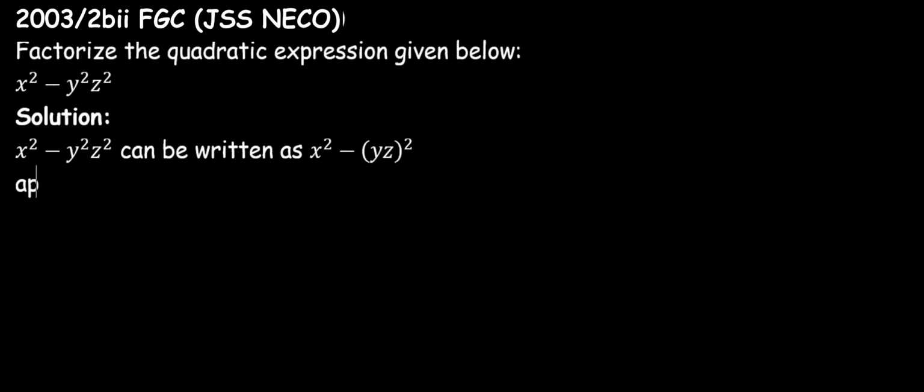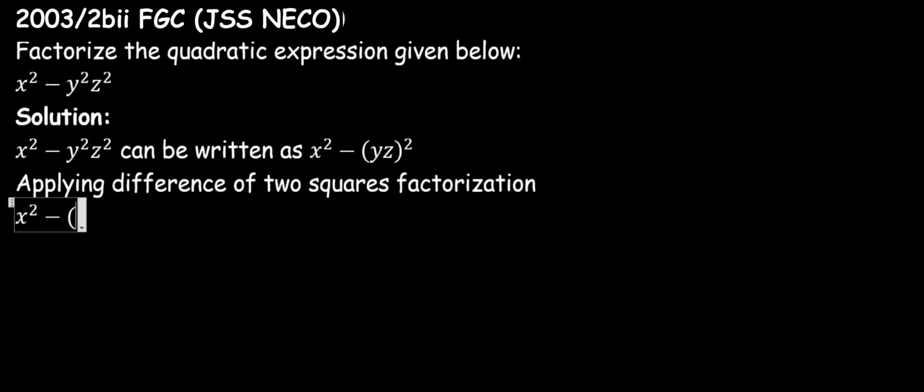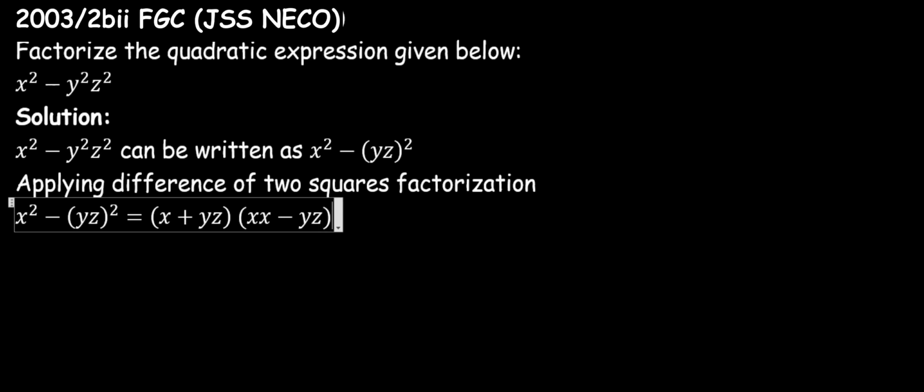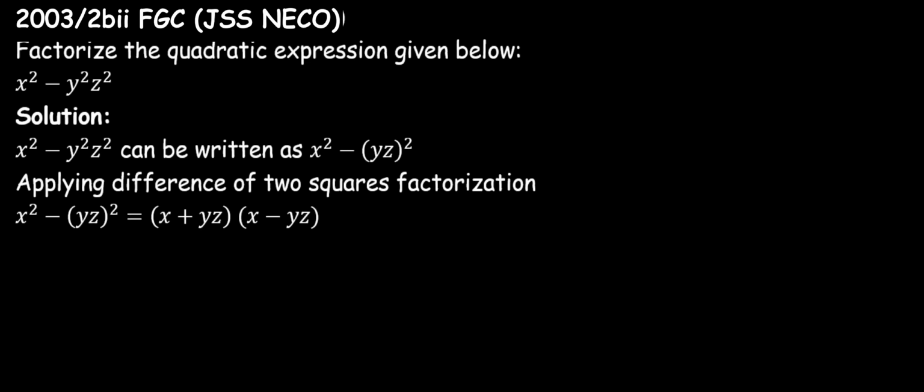Another example. Factorize the quadratic expression given below. x squared minus y squared z squared. Solution. x squared minus y squared z squared can be written as x squared minus (yz) squared. Applying difference of two squares factorization, x squared minus (yz) squared will be equals to x plus yz, bracket open and close, x minus yz. Okay, we've come to the end of the example under the subtopic.